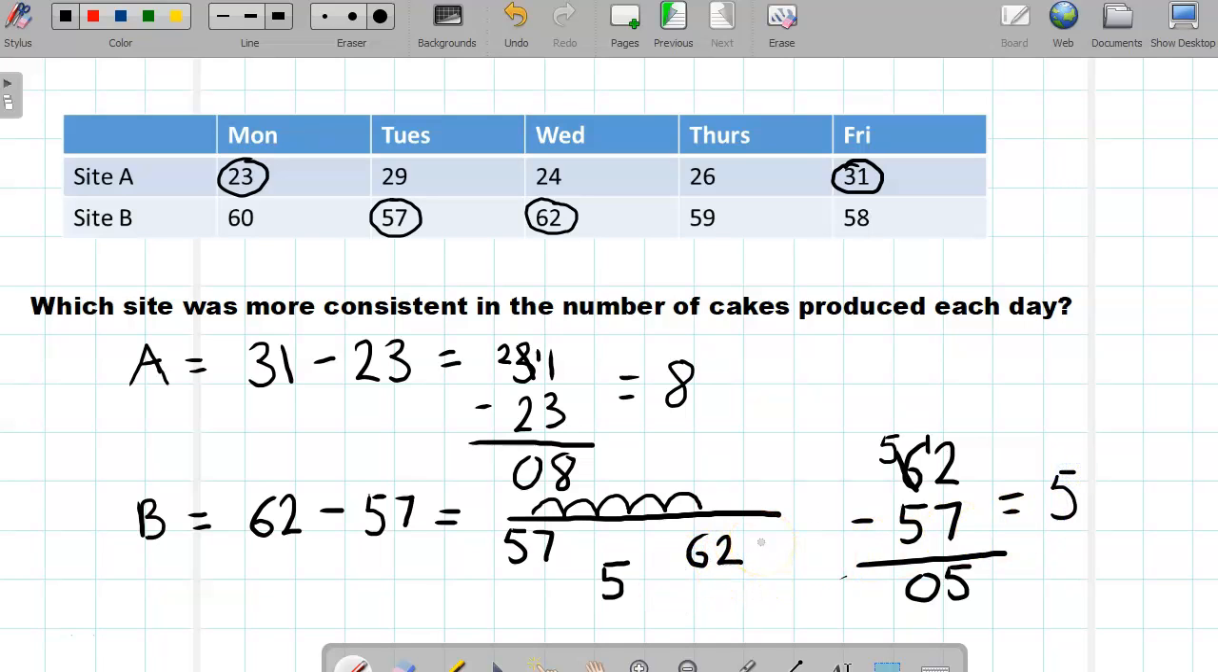So which one was more consistent? Based on those numbers, I would say site B, because they only had a range of 5. It's a lower range. Site A had a range of 8, which is higher, which shows that difference between the two is higher.